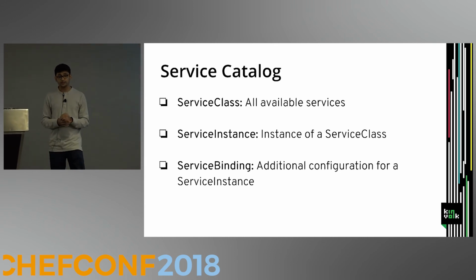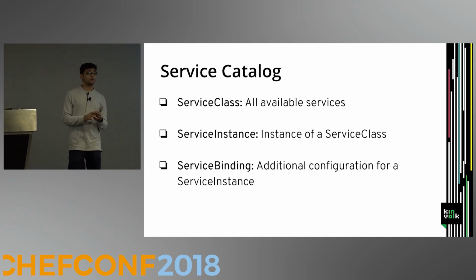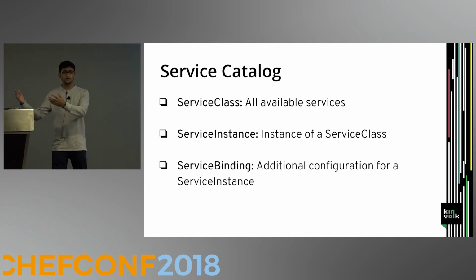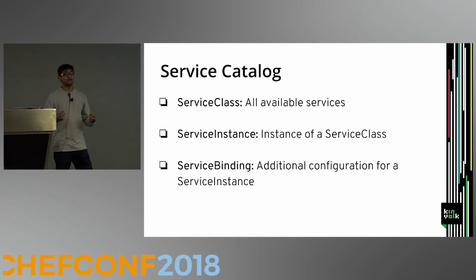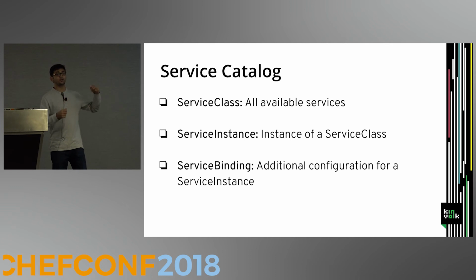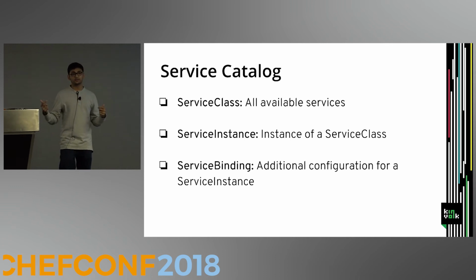So in the cluster, the first requirement of running a service broker is having the Service Catalog up and running, which brings us to three new concepts. The service class, you can think of it as an available service, for example a Postgres service, a Prometheus service, or a Redis service. And a service instance, as the name suggests, is an instance of the specific class, so you can say, here I want a new instance of Postgres, and then I want another instance of Postgres.